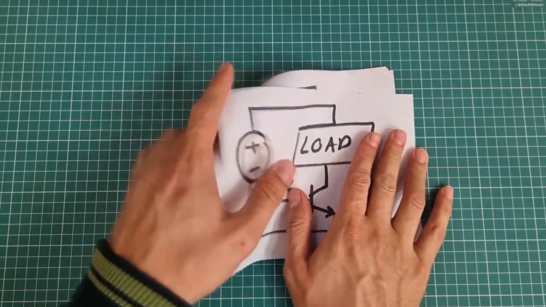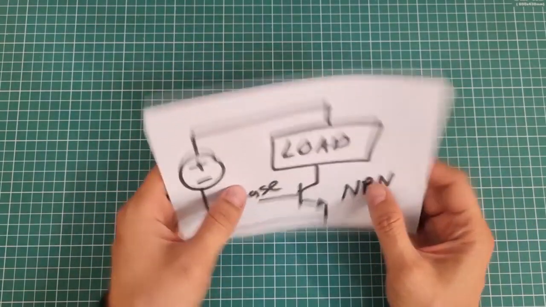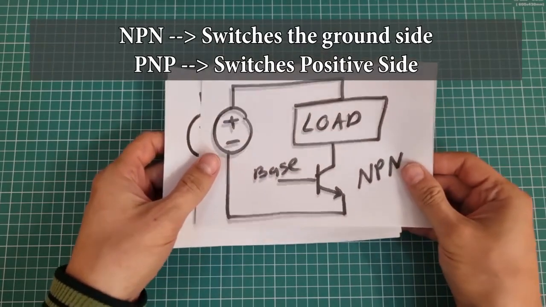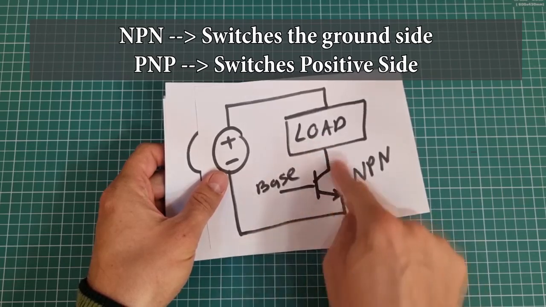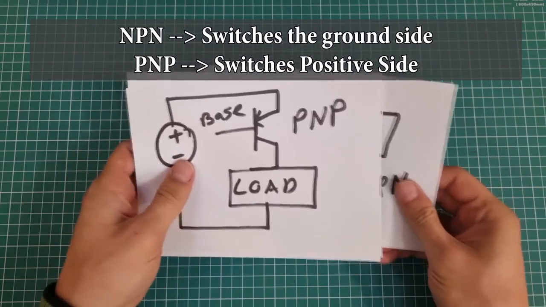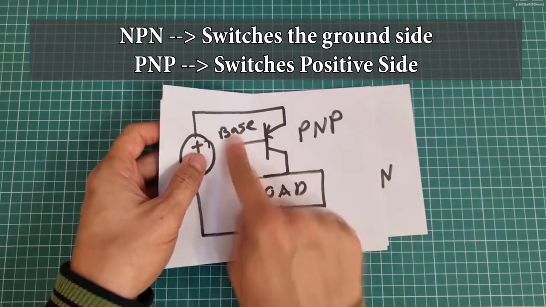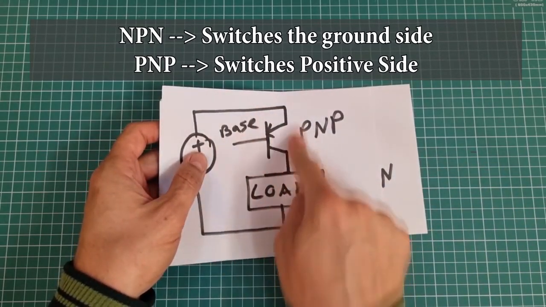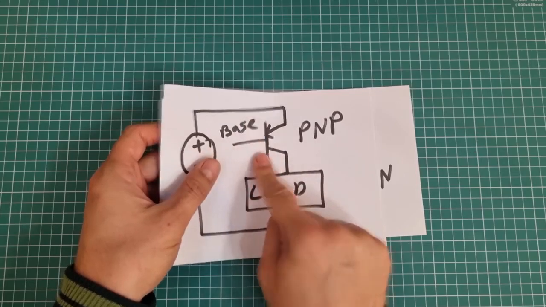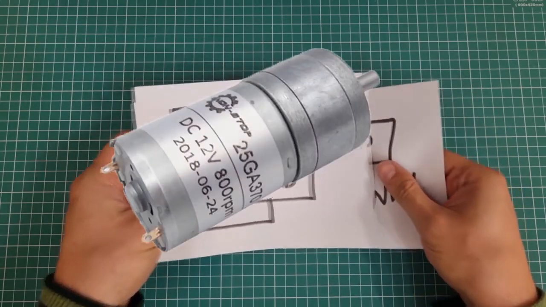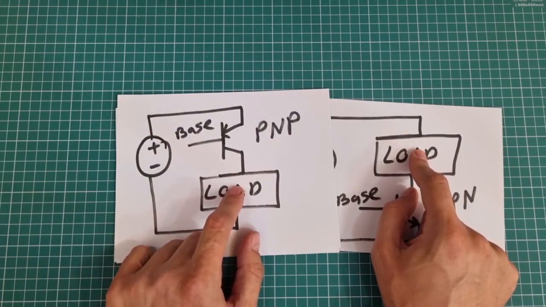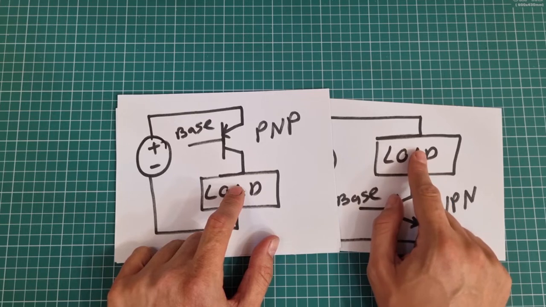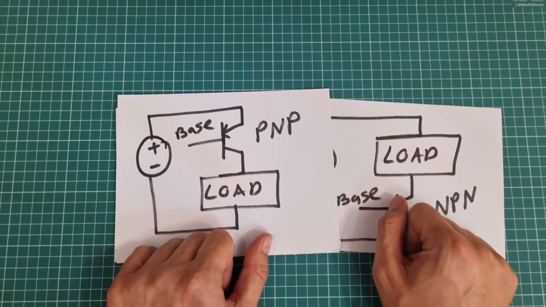Another fact that we know about BJT transistors is that NPN is for switching ground. Look here, the NPN transistor is switching the ground of the load. And the PNP type transistor is for switching the power supply's positive side. Let's suppose that the load is a 12 volt DC motor. Because of that, we need a 12 volt power supply. The emitter pin of the NPN transistor must be connected to ground or 0 volts, and the emitter pin of the PNP type should be connected to 12 volts.